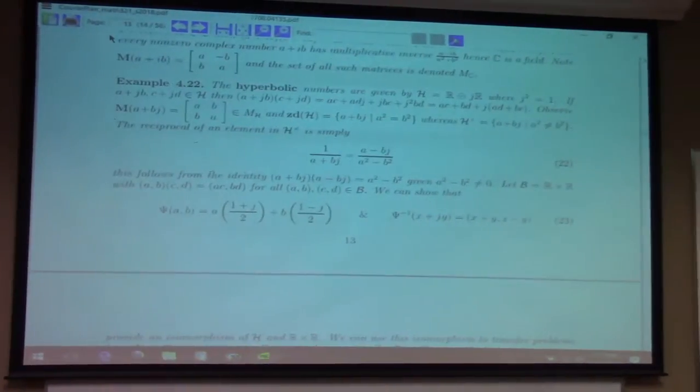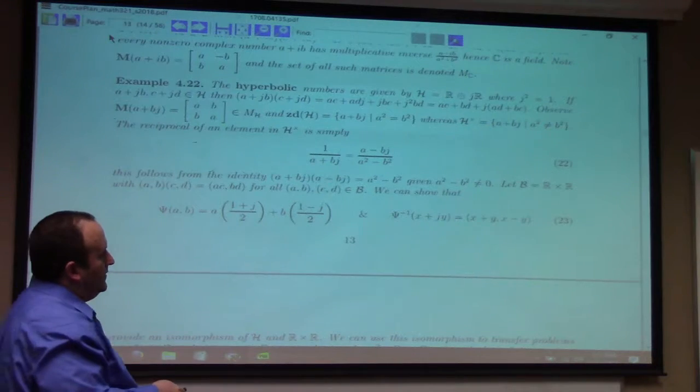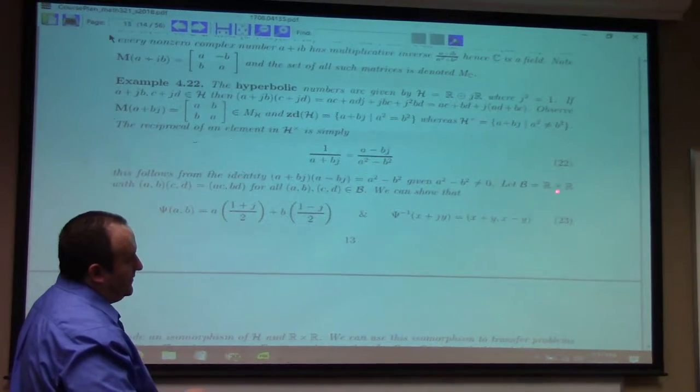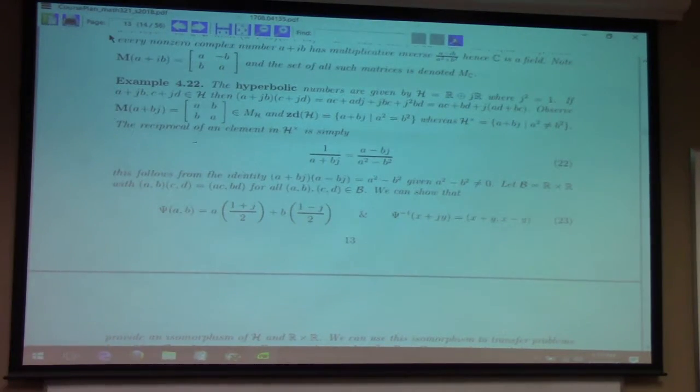In fact, the hyperbolic numbers are isomorphic to the direct product of R and R. Now, direct product algebra, what that means is we just do the operation in each component by the standard rule, whatever it is. Here's the direct product algebra: (a, b) times (c, d) is (ac, bd). I mean, what could be simpler, right?